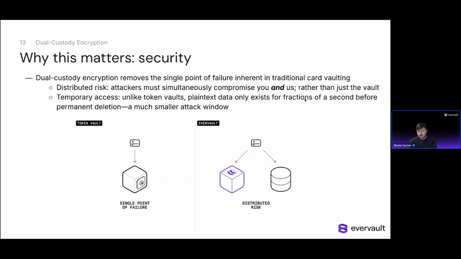The other advantage is security as well. And it sort of wasn't intentional that security was second here. I just think for a lot of companies, security is considered a tail risk. So it's never kind of the core consideration, but it's definitely in the top three. This is, in my opinion, the biggest advantage of dual custody encryption versus the token vault.